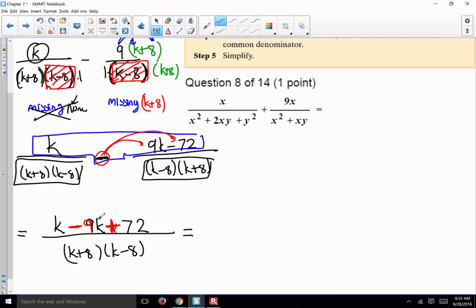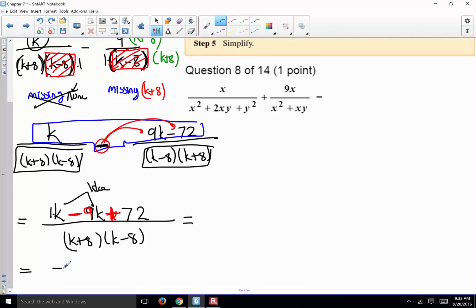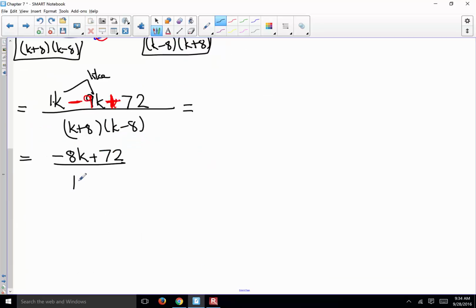All right, next, we need to simplify this by combining like terms. These are like terms, both k's. So you have 1k, take away 9k. How many k's in total? Let's do it here. Minus 8k plus 72 over k plus 8 times k minus 8.